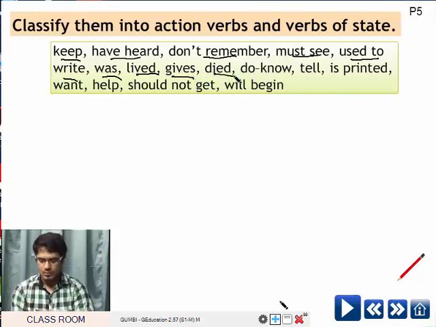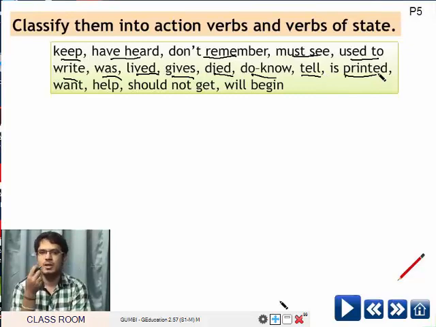Died. My uncle died in a road accident. Do know. We should do know all our responsibilities as a citizen of India. Next, tell. I'll say to a person, tell me the truth.